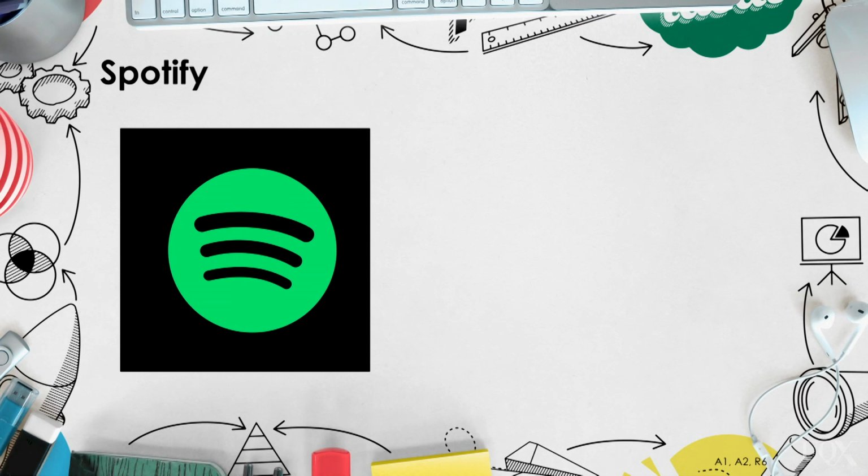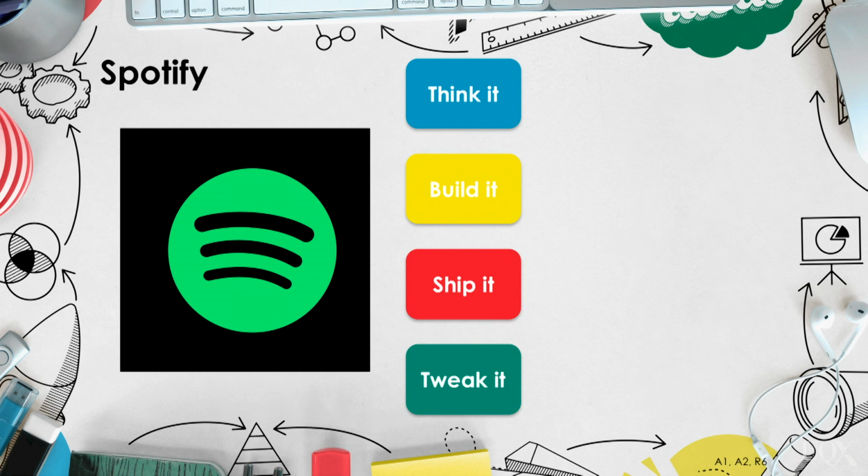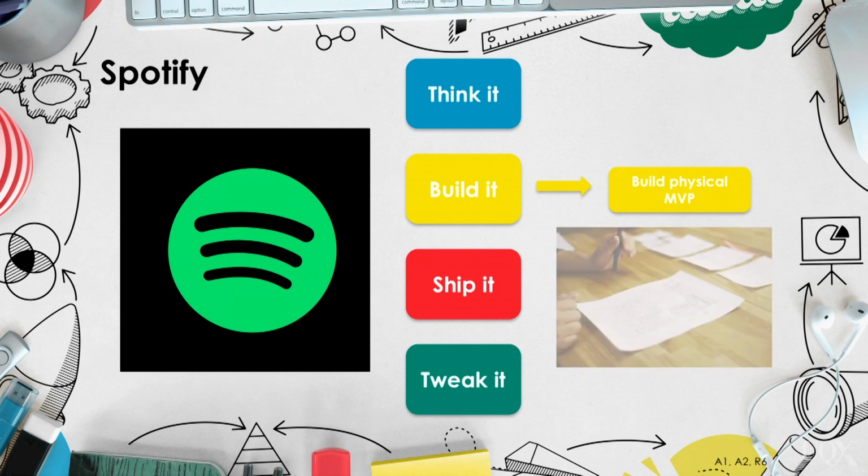Spotify, the online music streaming service, uses a 4-stage iterative product cycle comprising think it, build it, ship it, and tweak it. During the build it phase, they create a physical MVP ready for user testing. To do this, they use small product teams to first build low-fidelity paper prototypes or wireframes to test the basic value proposition internally before spending more money on high-fidelity, runnable prototypes that are tested in the market.